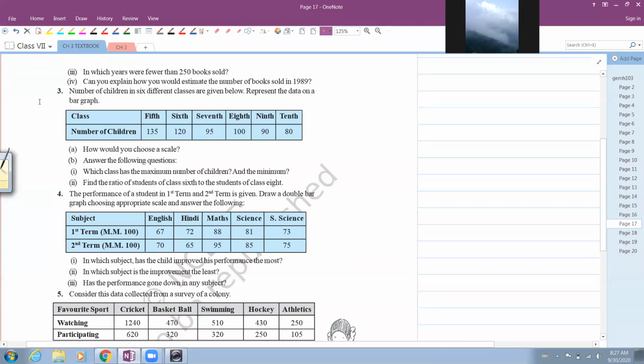After this table, as you can see, there are a few questions here. We need to answer these questions also. So let's take a look at these questions before we start making the graph. First one is, how would you choose a scale?